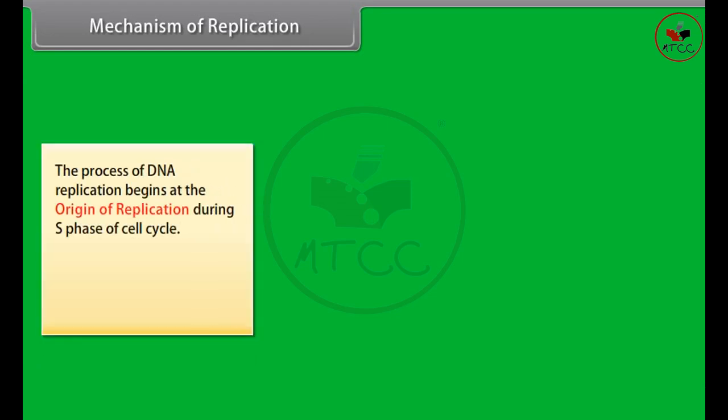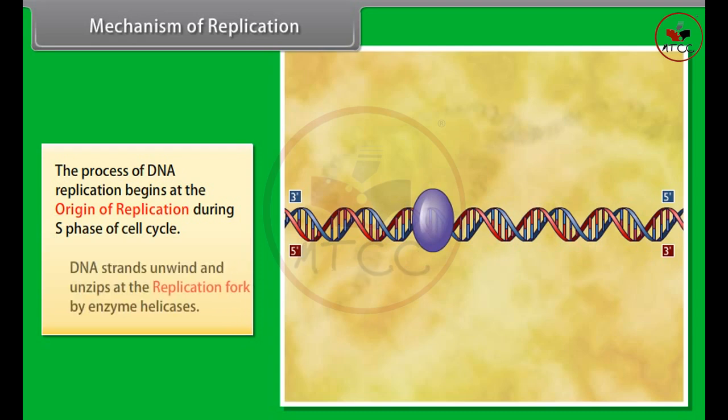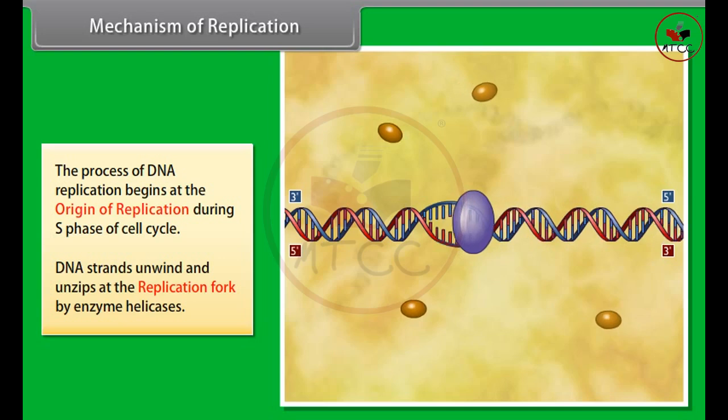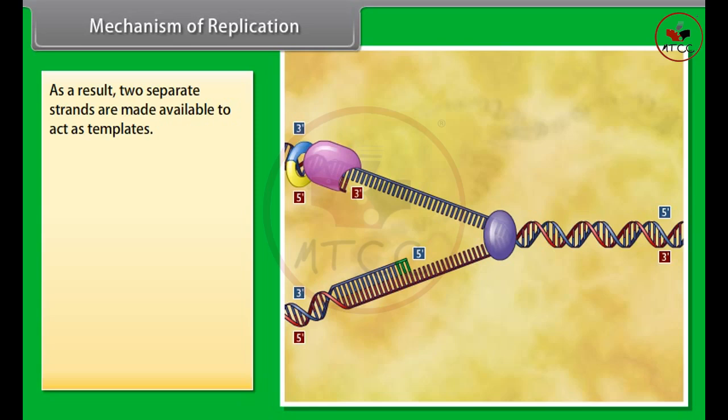Mechanism of replication. The process of DNA replication begins at the origin of replication during S phase of the cell cycle. DNA strands unwind and unzip at the replication fork by the enzyme helicase. As a result, 2 separate strands are made available to act as templates.